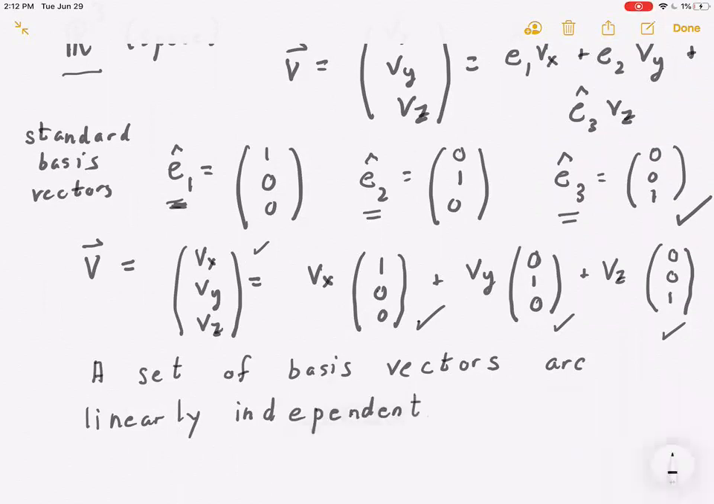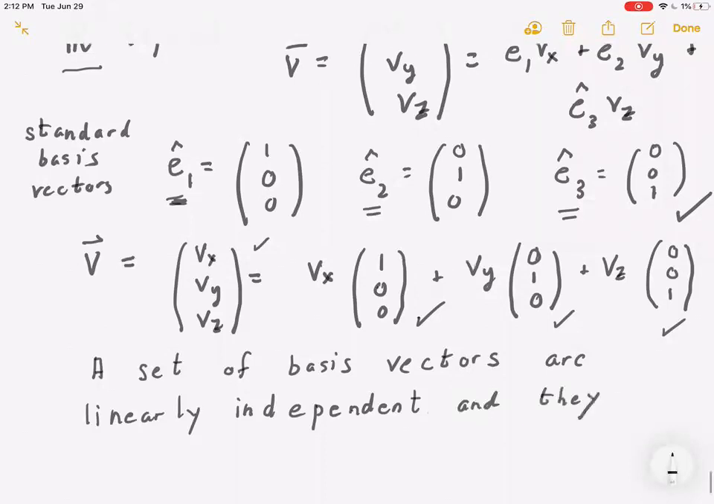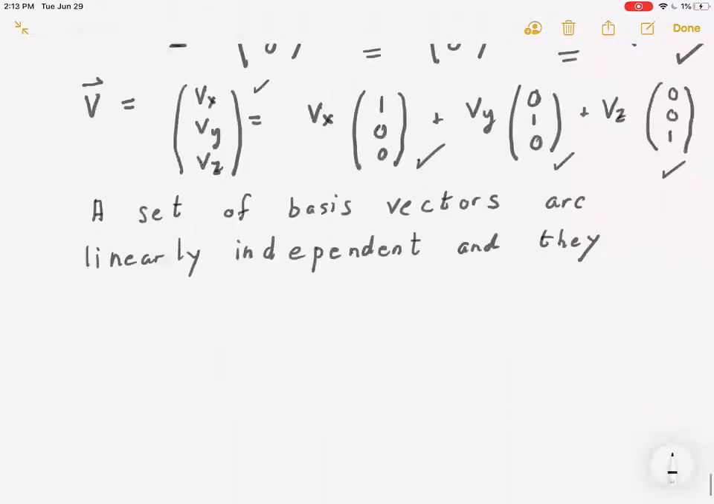So a set of basis vectors are linearly independent, and they span, or generate, all points in either R1, R2, or R3. Those are the examples we've looked at so far.